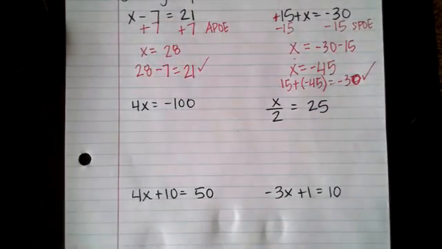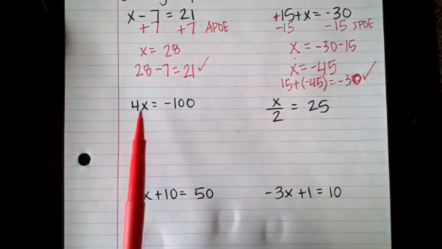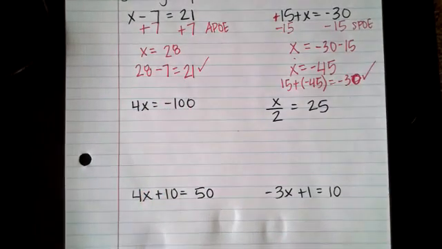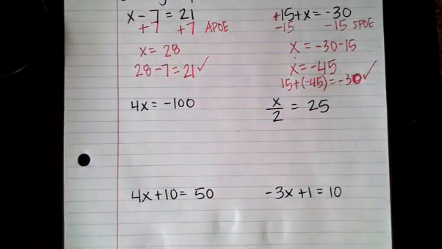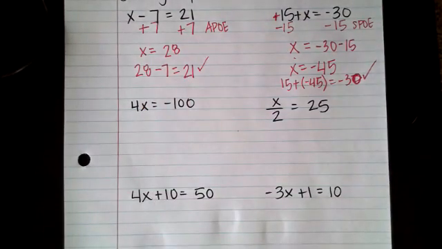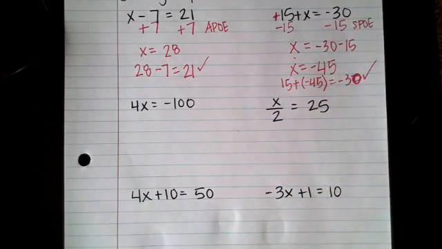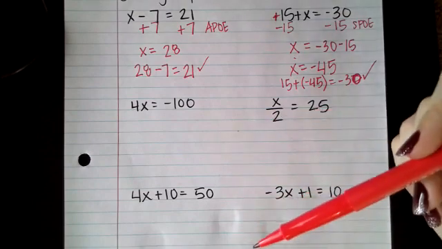These next two, we're going to use the multiplication and division property of equality. So this equation right here is telling us 4 times some number x is equal to negative 100. So if you take a moment, think about it. If 4 is being multiplied by x, I don't have any like terms. I don't have any constants that I need to get rid of. So according to the 3-step process, I need to get rid of the coefficient now.